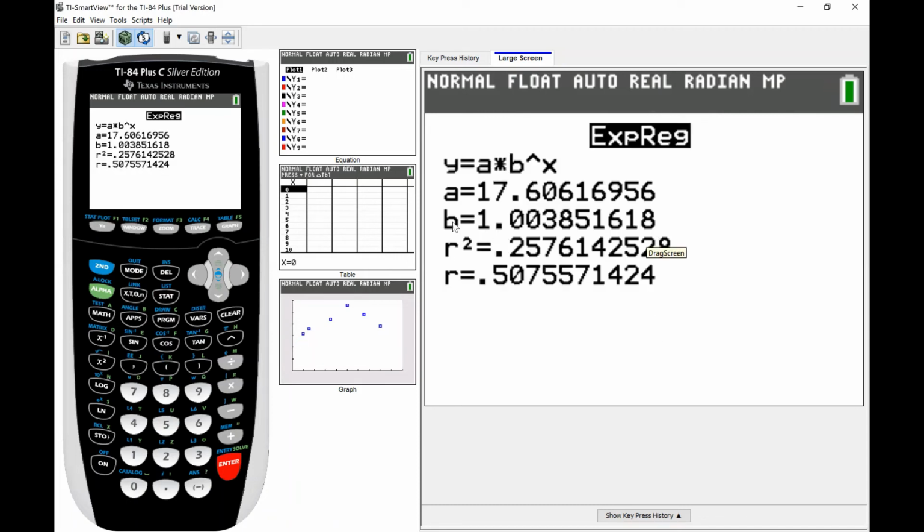And as you can see, I have an R-squared value, like my linear regression, that's pretty low. So we know that our quadratic equation is the equation that best fits this data. So I'm actually going to run that regression again.